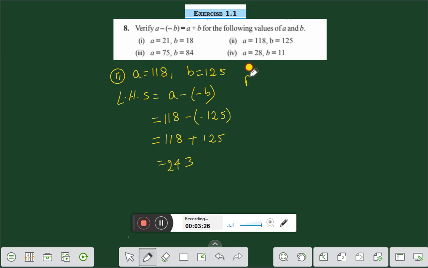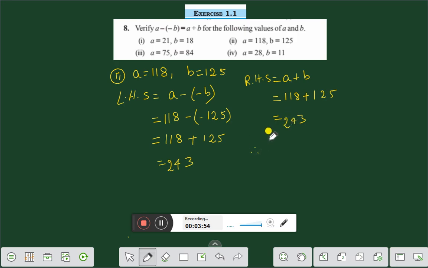Now right hand side, what are you getting? A plus b. What is the value of a? 118. What is the value of b? 125. 8 plus 5 is 13, 3 carry 1. 2 plus 3 plus 1, 4, and 1 plus 1, 2. 243.